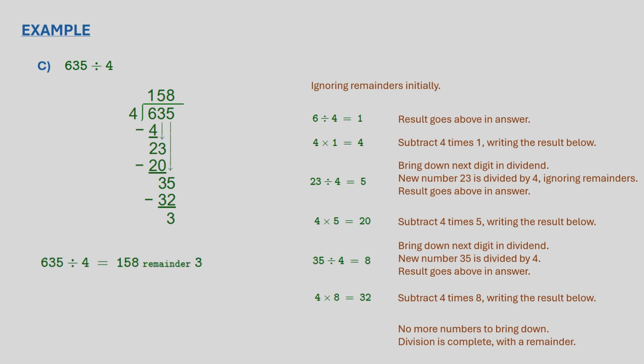And for the final answer, we can write 158 remainder 3, or we can write the answer as a mixed number of 158 and 3 over 4, which as you can see is the remainder over the divisor.